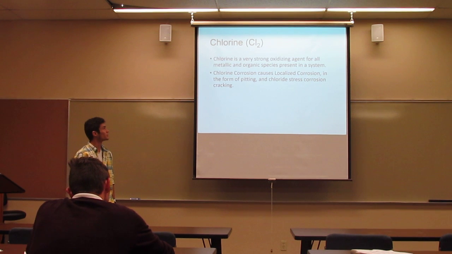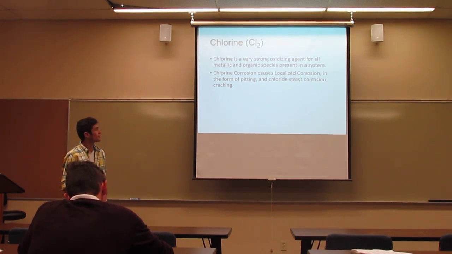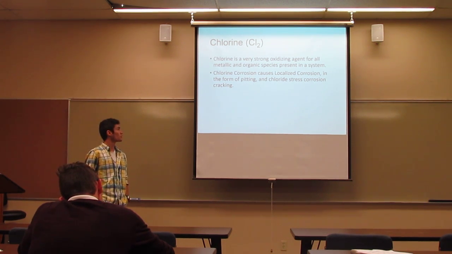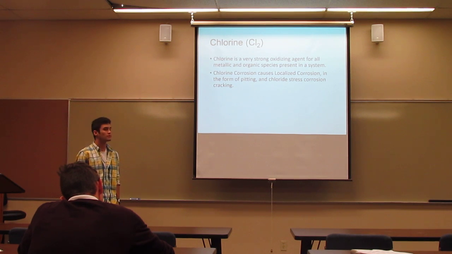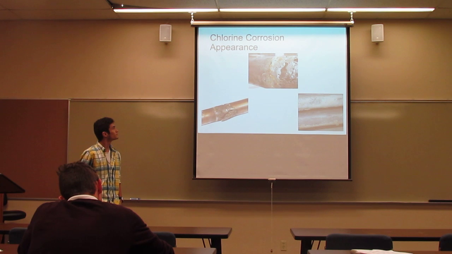Next one's going to be chlorine. Chlorine is a very strong oxidizing agent for all metallic and organic species present in the system. Chlorine corrosion causes localized corrosion in the form of pitting and chloride stress corrosion cracking. Here's some pictures.